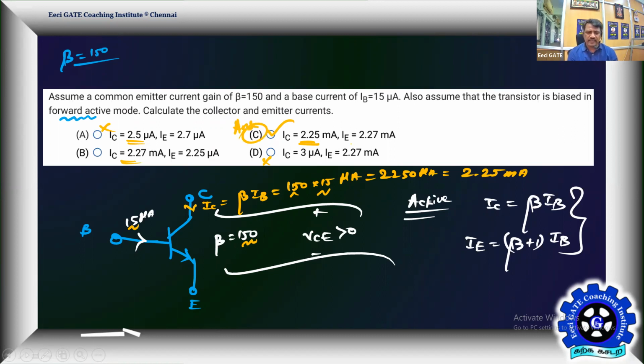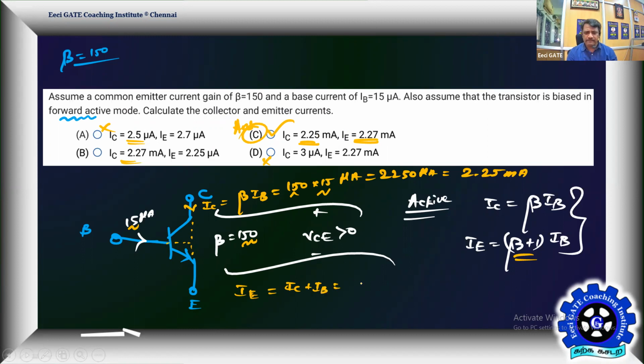The correct answer is option C, but confirm with the IE. What is the IE then? You can go by KCL. IC and IB get added. Instead of going with the formula, the result is still the same. I'm just adding the collector current and base current.